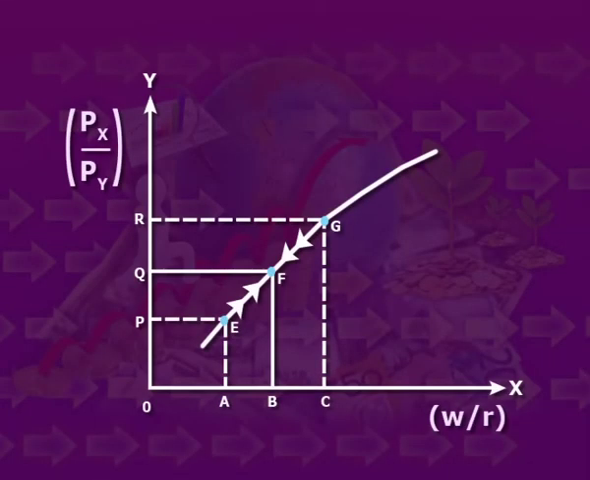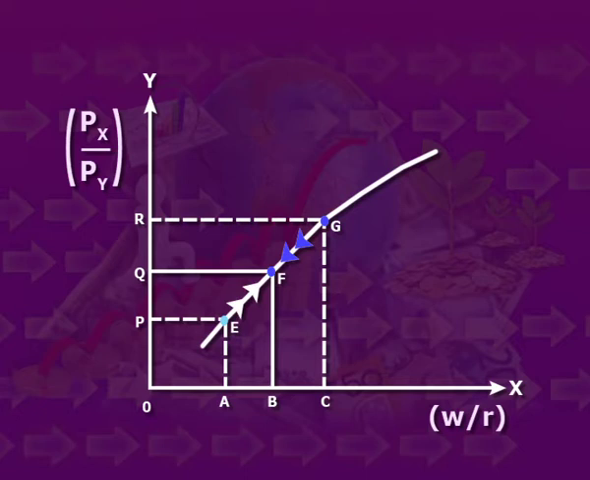After trade with nation B, nation A specializes in production of X because nation A is a capital abundant nation and commodity X is capital intensive. It means that specialization will increase the production of X and reduce the production of Y in nation A. Therefore, the demand for capital rises relative to the demand for labor and W by R falls in nation A. This causes Px by Py to fall in nation A.